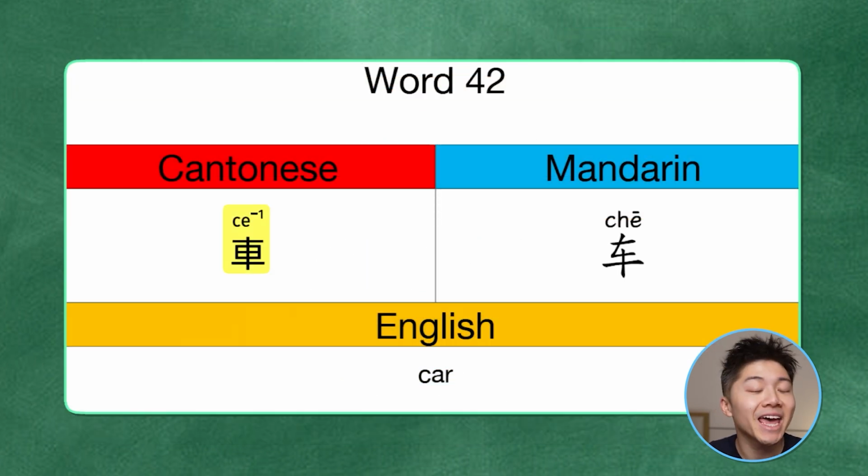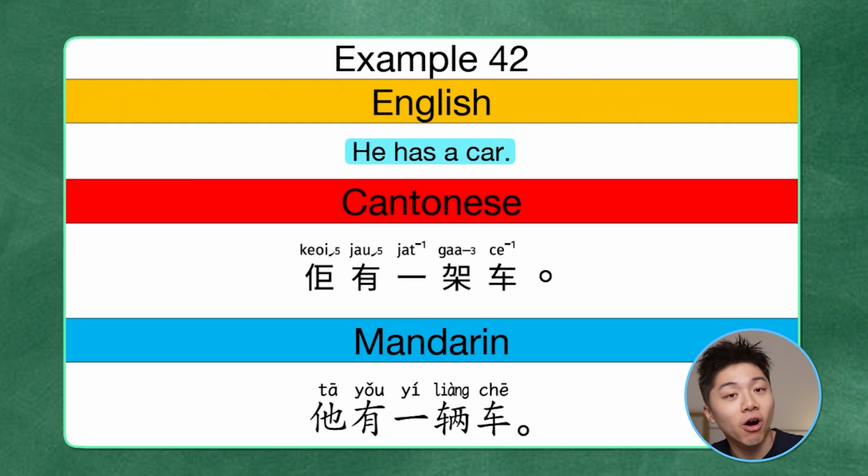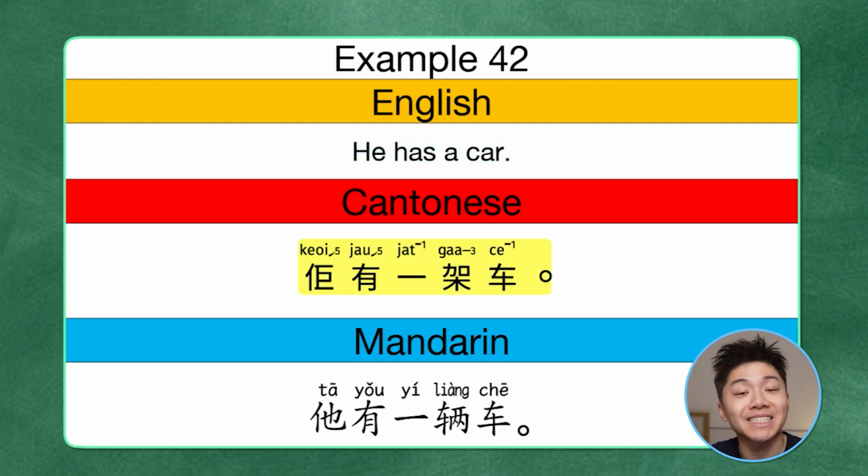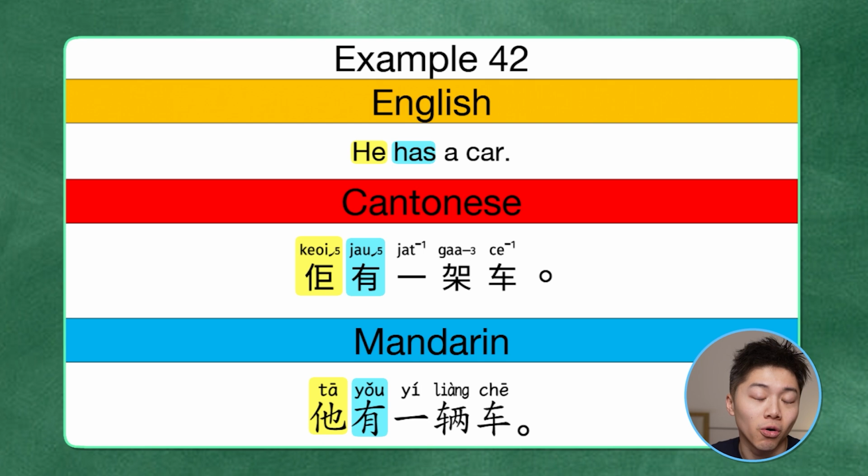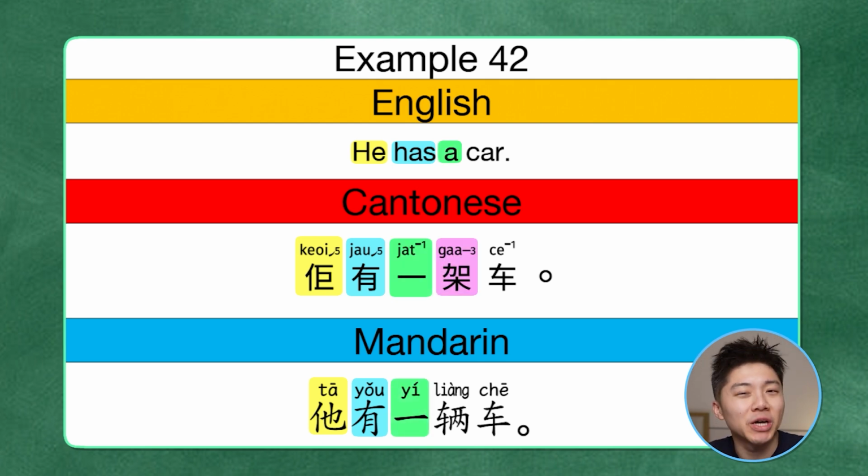In Cantonese, 車. In Mandarin, 车. So for example, he has a car. In Cantonese, 佢有一架車. In Mandarin, 他有一辆車. 佢 means he, she, it. In Mandarin, 他. 有 means to have. In Mandarin, 有. 一 means one. In Mandarin, 一. 架 is basically a measure word for a car.